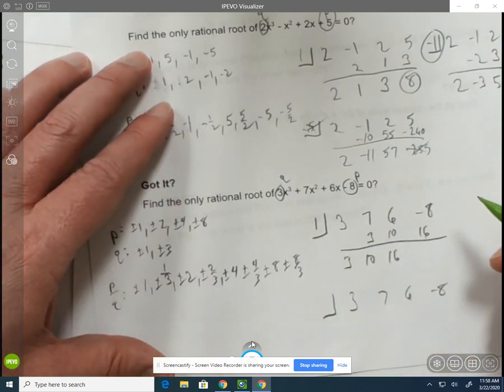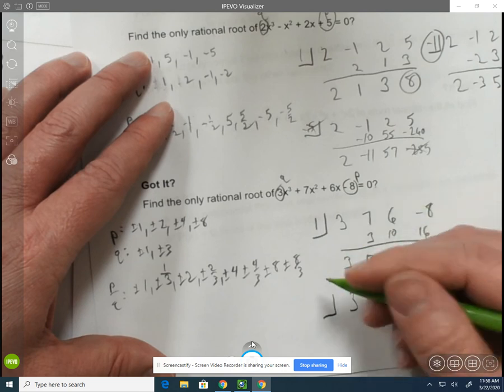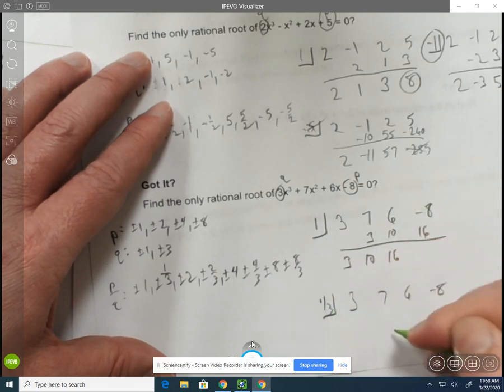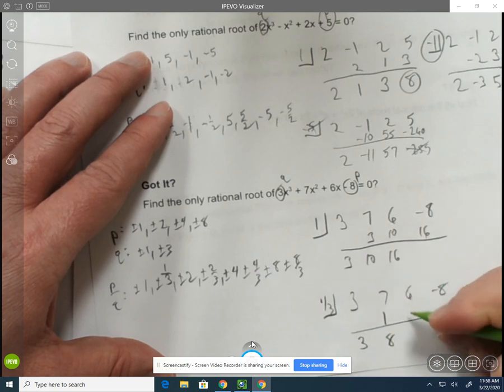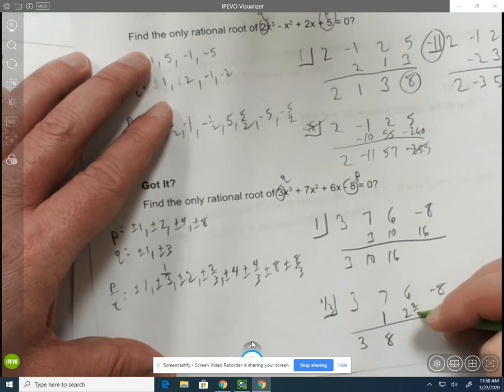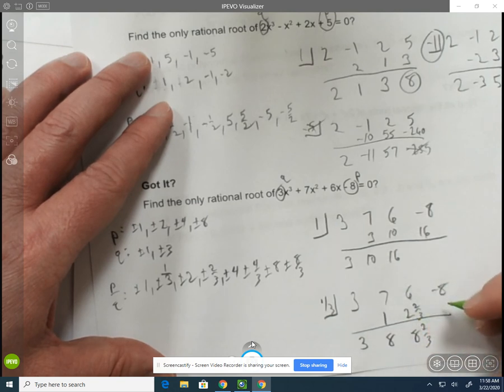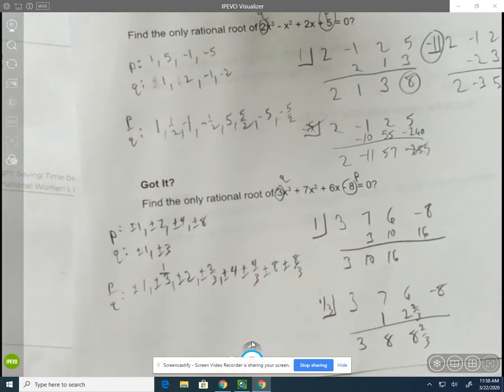What are you feeling? Let's try 1/3. I add, and then I multiply. I add. 8 times 1/3 is 8/3, which is 2 2/3, which is 8 2/3 when I add. When I multiply, I don't know what it is, but it's not negative. It's not 8, which is what we're looking for there. So it's not 1/3.